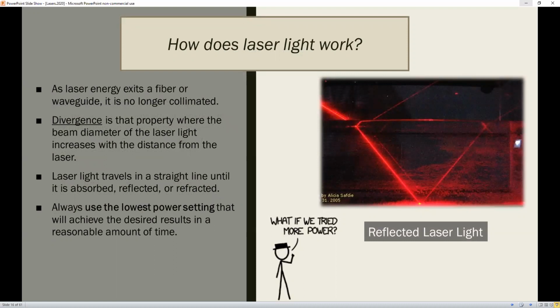So the laser energy leaves the fiber and it's no longer collimated. Still sounds kind of like radiology class, doesn't it? Because once that energy leaves, it wants to diverge. And the light travels in a straight line until it's absorbed, reflected, or refracted. So this image shows the reflected version of the laser light. You always want to use the lowest power setting to achieve the desired results in a reasonable amount of time. What if we tried a little bit more than needed? Well, there could be possible tissue damage that could occur.